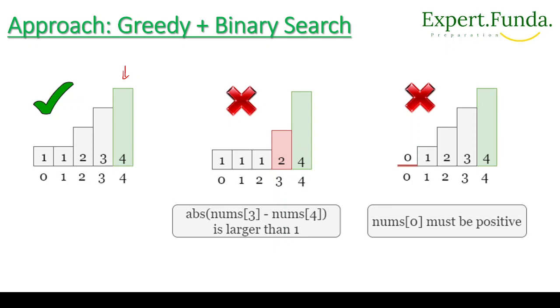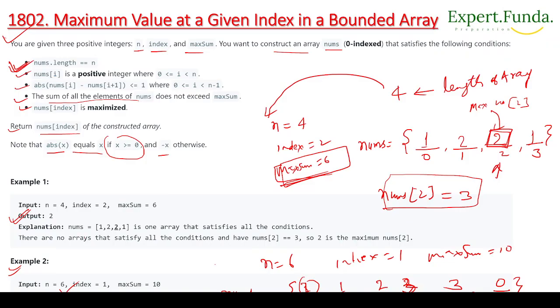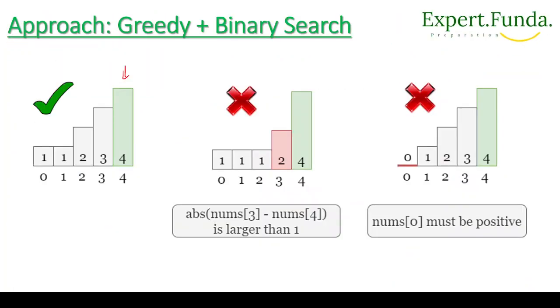And we will refer to the two given rules in this problem: the difference between adjacent numbers cannot be greater than 1, right? And nums at i must be positive. Okay, this will not work, because if we make the difference between these numbers, this will not work, right? So you have to take it like this only. If you talk about 1 2, the difference is 1; 2 2, the difference is 0; 2 1, the difference is 1, meaning it should not be greater than 1.